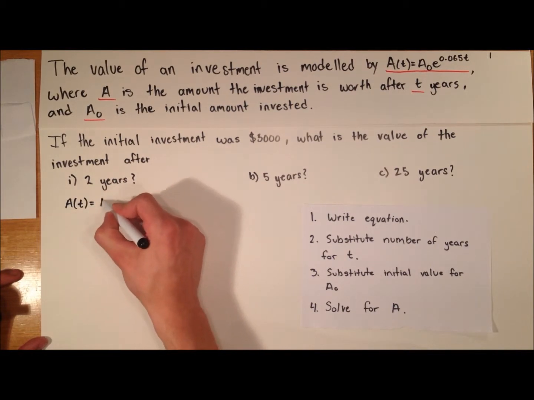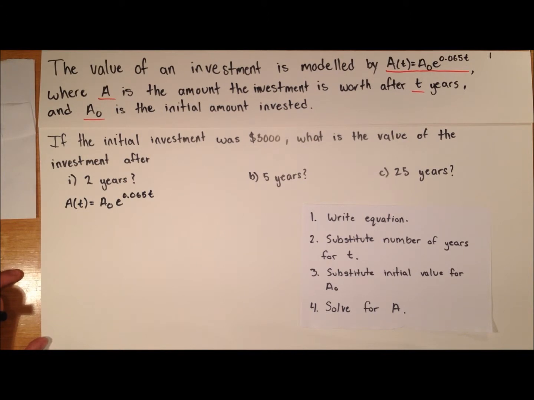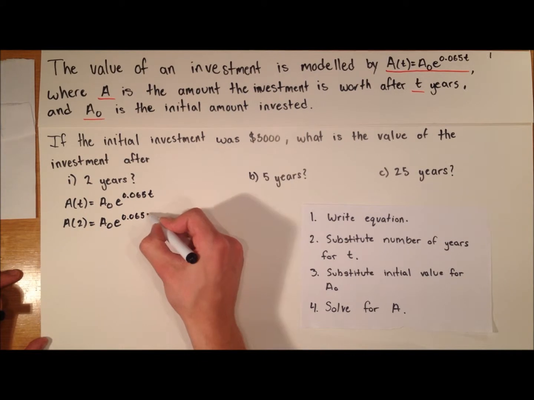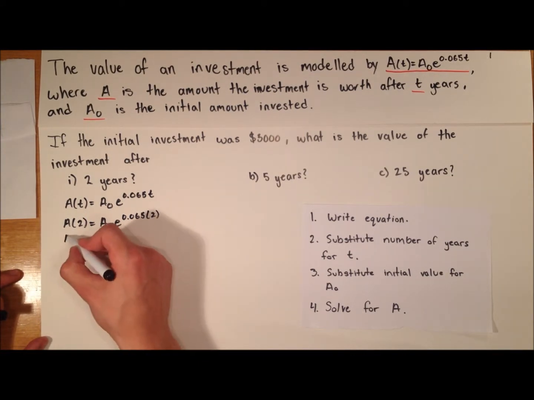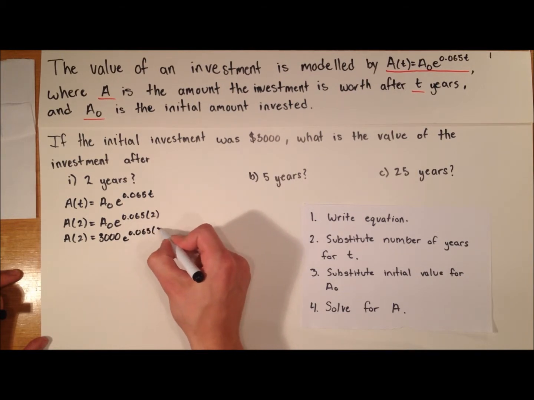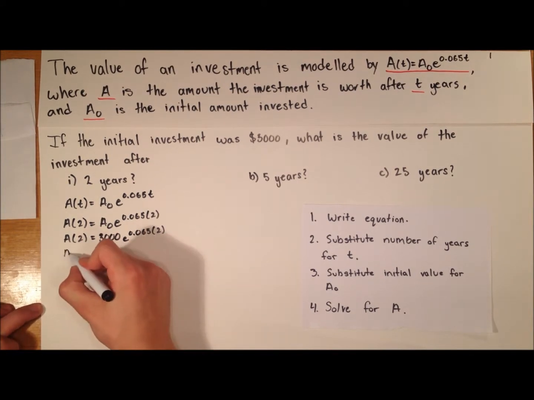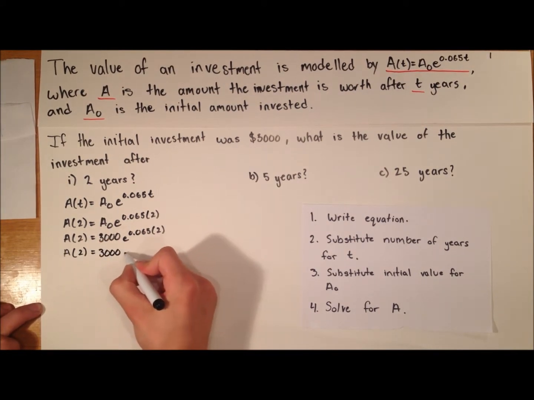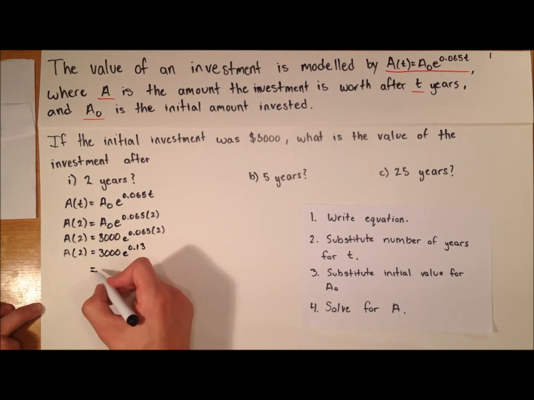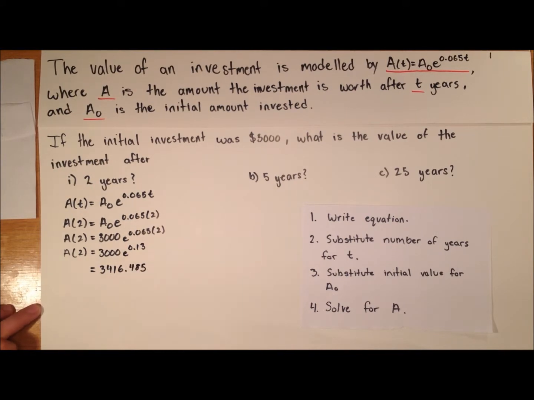Third step is to substitute the initial value for A naught. The question tells us that the initial value is $3,000, and so we will substitute 3,000. For step 4, we will simply solve for the remaining variable, A. After simplifying the exponent, we substitute our numbers into the calculator and receive an answer of 3,416.485. This means that after 2 years, the value of our investment is about $3,400.